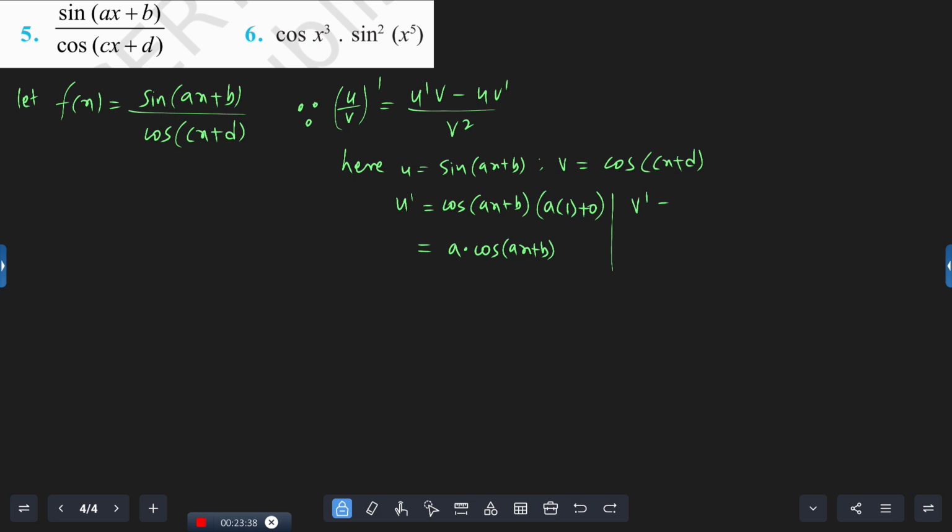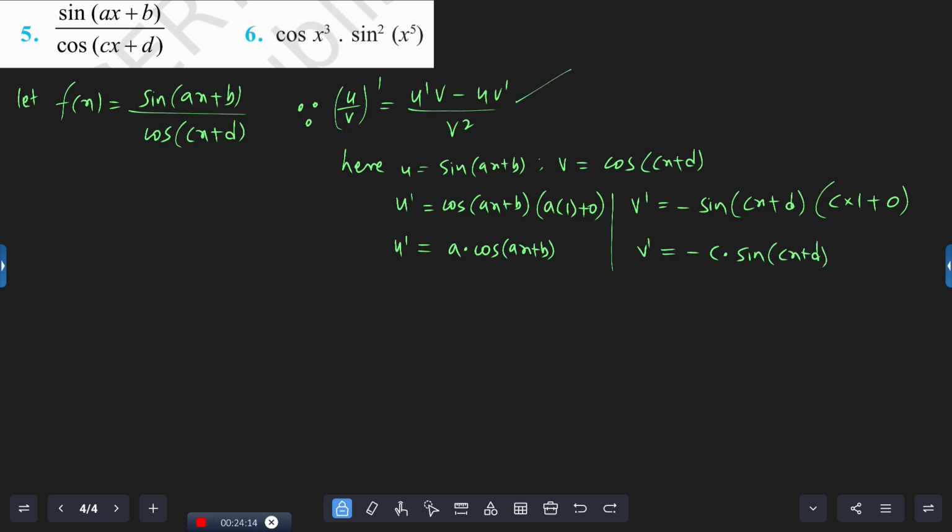Like that, v dash. When you differentiate v, what is the derivative of cos? Very good. Minus sine, and the angle you write as it is. Now the cos derivative is over. Then the angle derivative: c into x derivative 1 plus d derivative 0, because d is constant. C is also constant, but c is multiplying with the variable, so it never becomes 0. So that is minus c into sine of cx plus d. This is v dash.